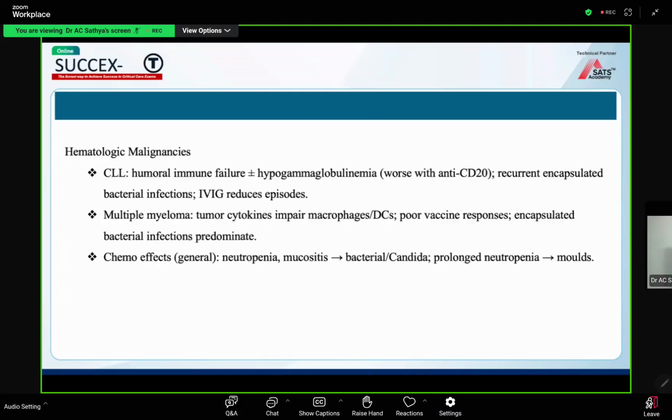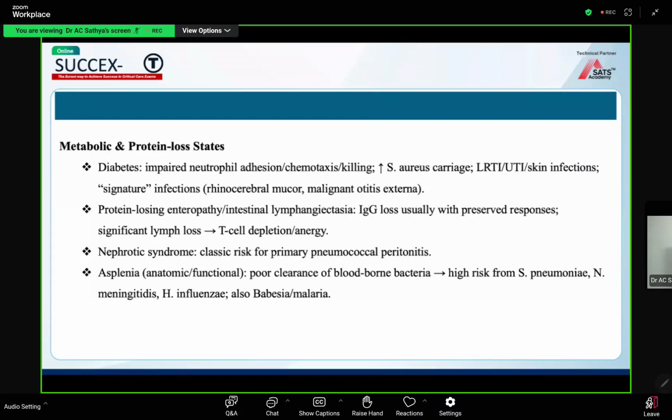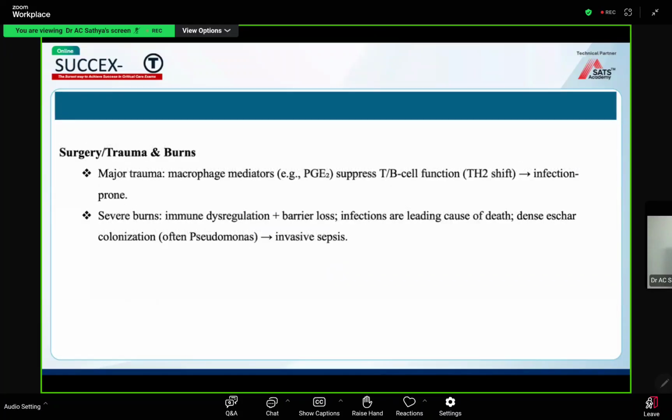Hematologic malignancies like multiple myeloma can affect B cell function, and the organisms that present will be according to the B cell defect. We also have to understand that diabetes itself is an immunosuppressive state. In addition to that, protein-losing enteropathies can also cause an immunosuppressed state. Nephrotic syndrome is an immunosuppressed state. Asplenia, whether functional or anatomic, is another immunosuppressed state.